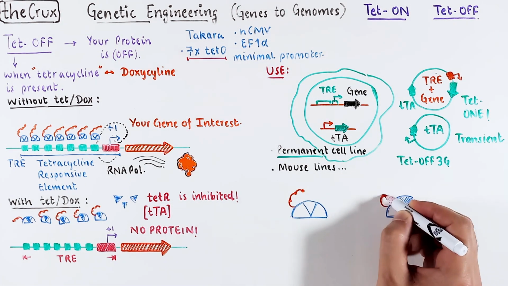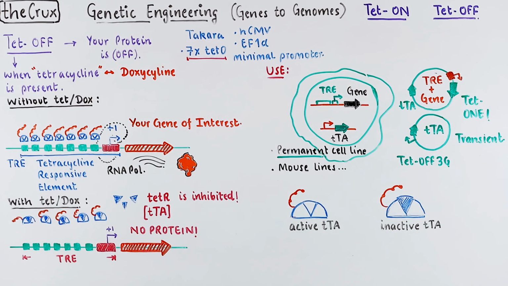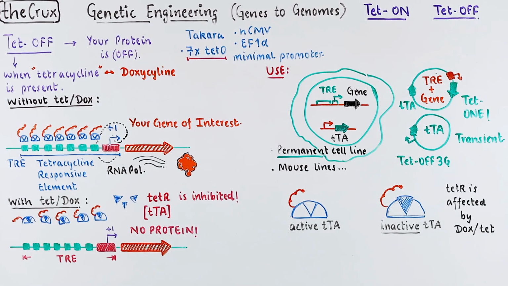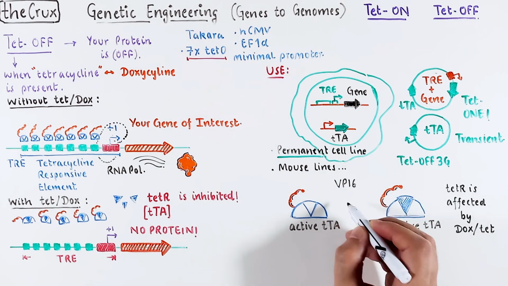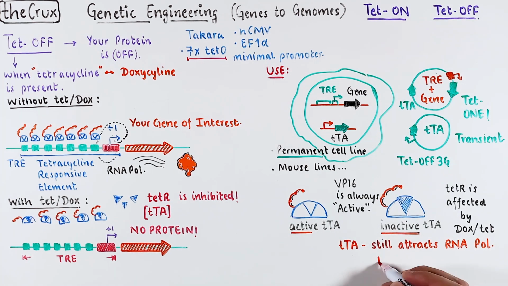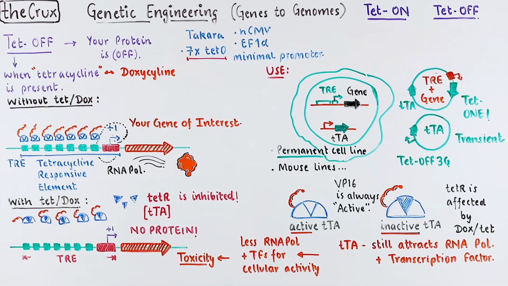There is one concern with TET systems in general. It doesn't matter if the tTA is active or inactive. During inactivation, only the repressor part is affected. The VP16 domain is always in an active state. So regardless of active or inactive state, the tTA still attracts RNA polymerase to itself. VP16 is very powerful. So the higher the tTA expression, the lower the amount of transcriptional machinery that is available for cells to do their job. This can lead to cell death.